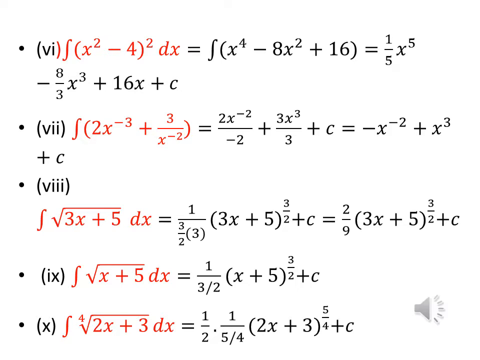Another example. Fourth root means total power 1 over 4. So the problem is (2x plus 3) power 1 over 4. Increase the power by 1: 1 over 4 plus 1 is 5 over 4. Divide by the new power 5 over 4. What is in front of x? 2. We have 2, so we have to divide also by 2. So the total result is (2x plus 3) power 5 over 4, divided by 5 over 4 times 2.